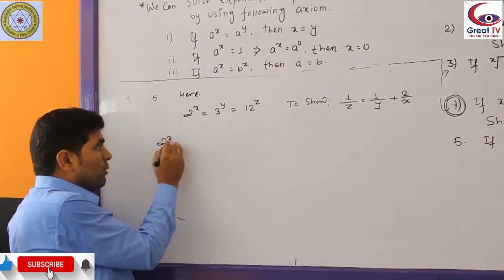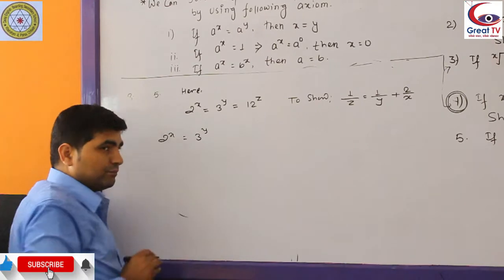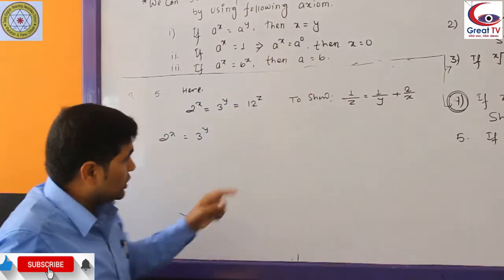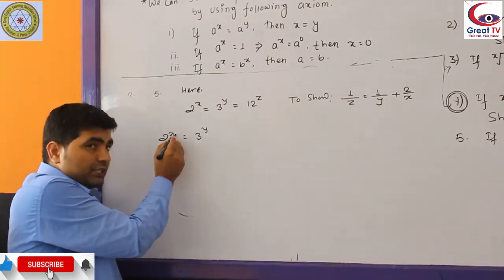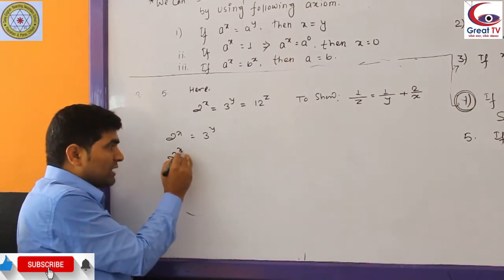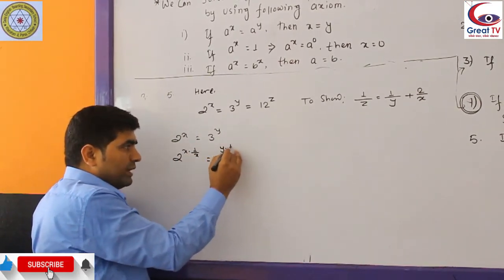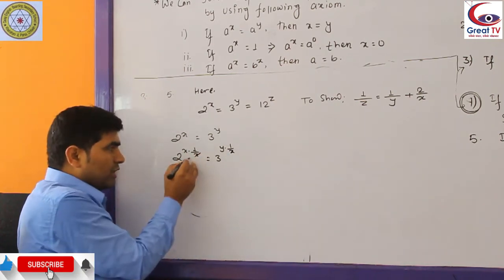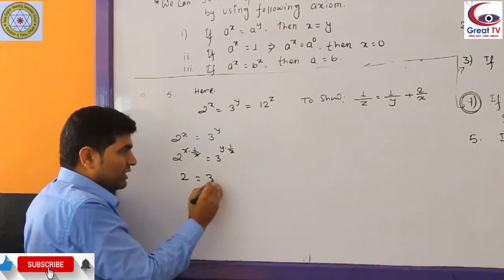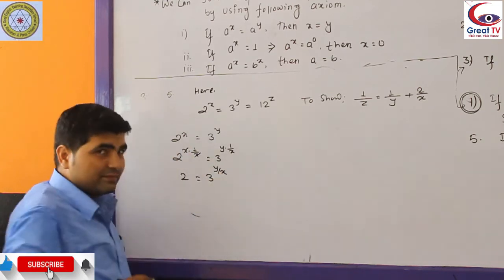Now, 2 power x equal to 3 power y. How do we remove x from this? 2 power x, to remove x, multiply by 1 by x on both sides. Then 2 equal to 3 power y by x.